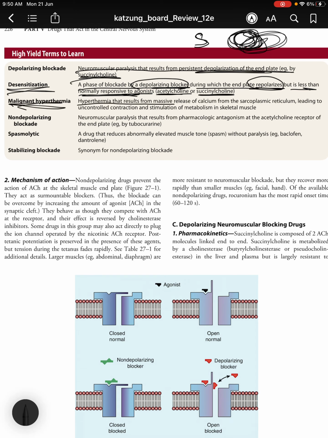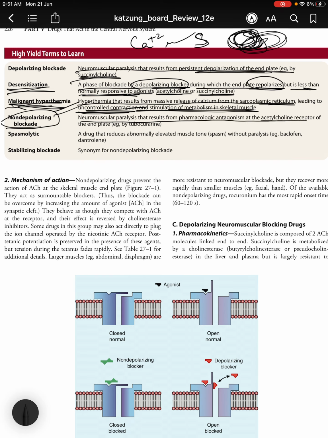Malignant hyperthermia is hyperthermia that results from massive release of calcium from the sarcoplasmic reticulum, leading to uncontrolled contraction and stimulation of metabolism in skeletal muscle, which leads to heat generation. So, malignant hyperthermia is involved with Ca2+ release from sarcoplasmic reticulum.